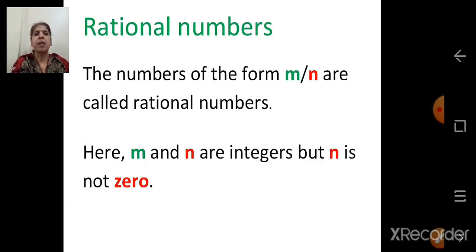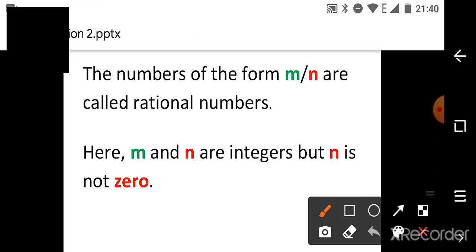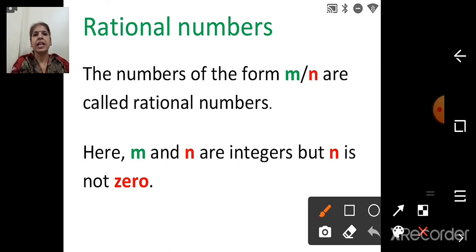Rational numbers. The numbers of the form m upon n are called rational numbers, where m and n are integers and n is not 0. This is an important thing which we have to remember here. The numbers of the form m upon n, where m and n are integers but n is not 0. It means the denominator should not be 0.